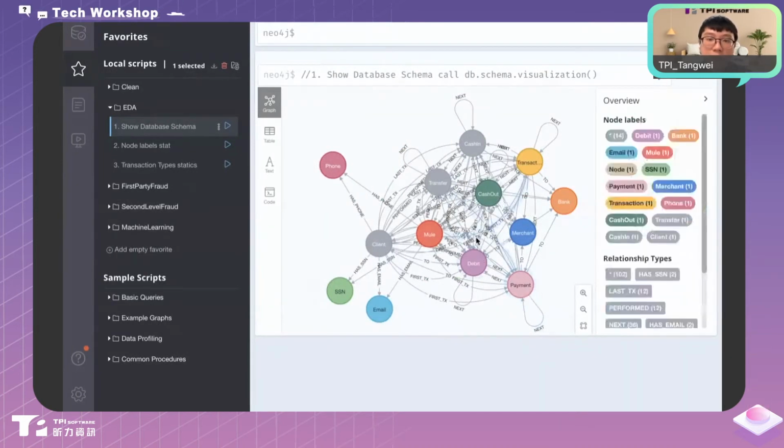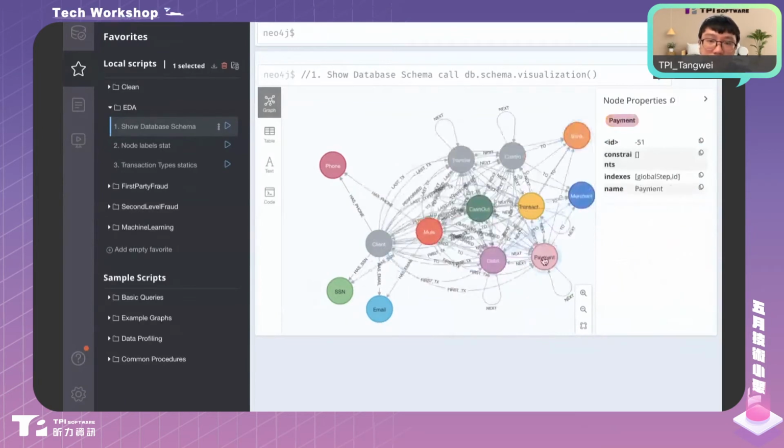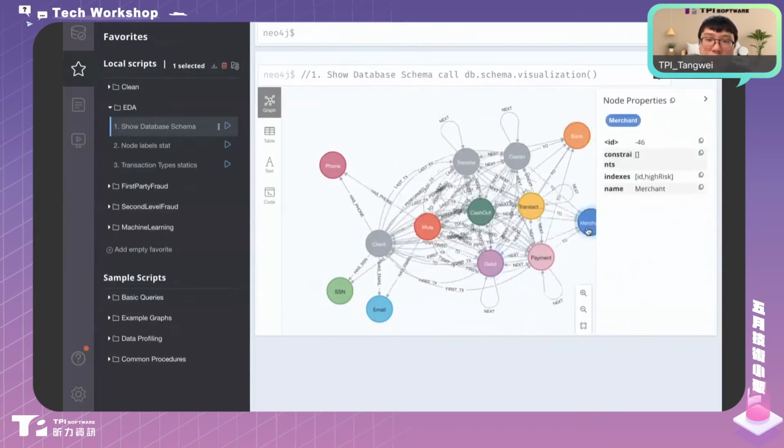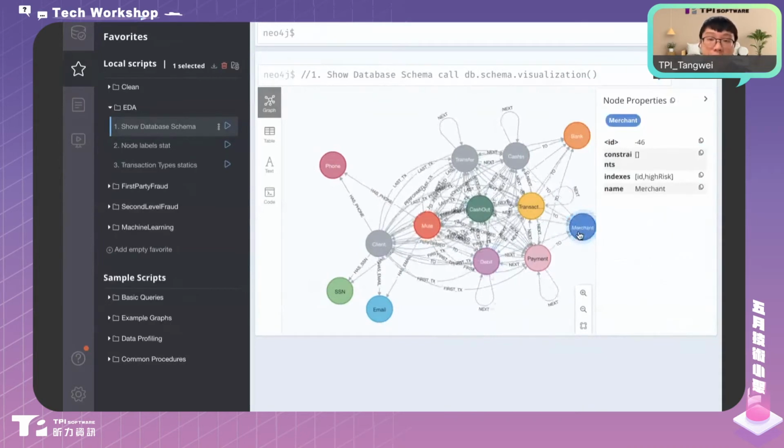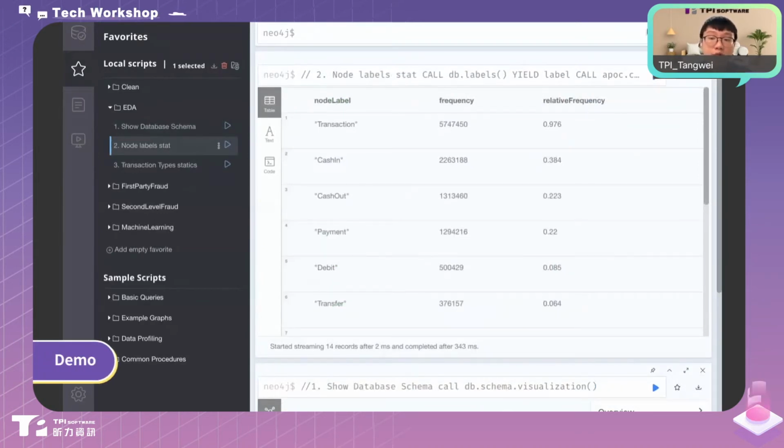Okay, so here is another transaction to the bank or to the merchants. So this is our database schema. Okay, so the next step, we will do the node label statistic. So we will integrate the database to get all node labels like the clients, the transaction, or something, and we will run a subquery using the APOC to get the label counts. And then we will analyze the label counts against the global label counts.